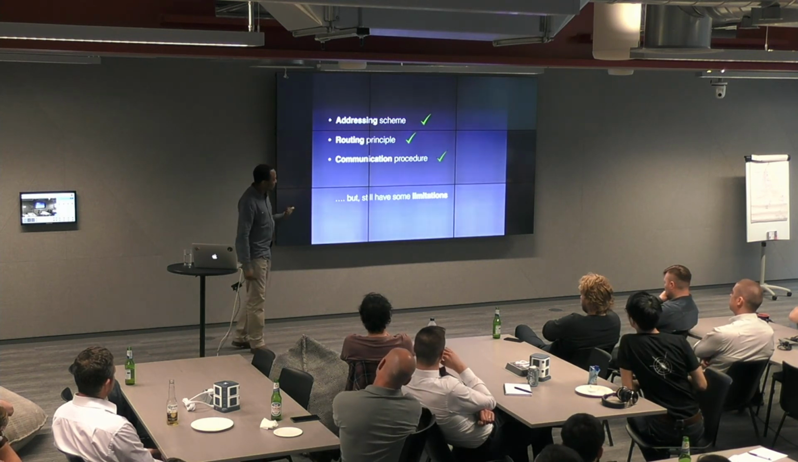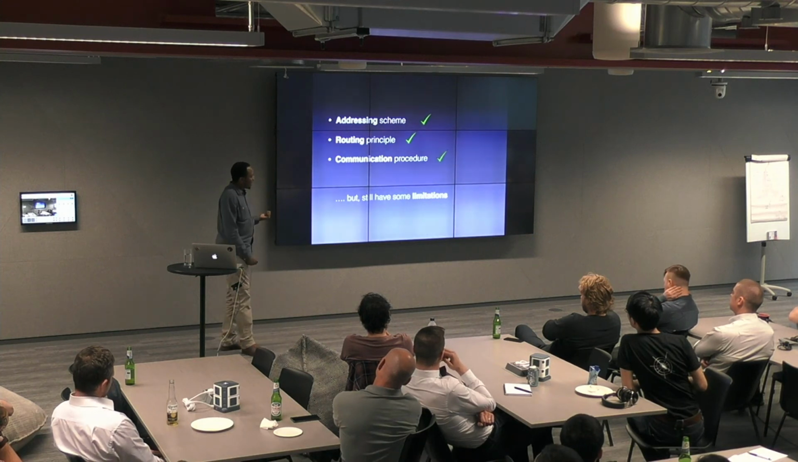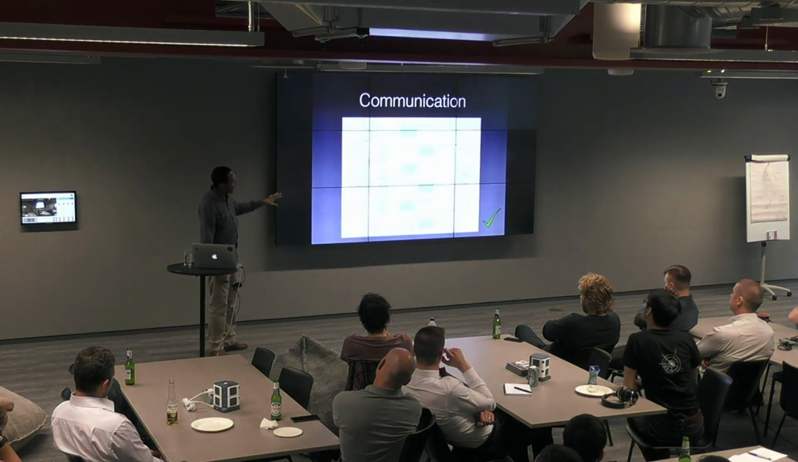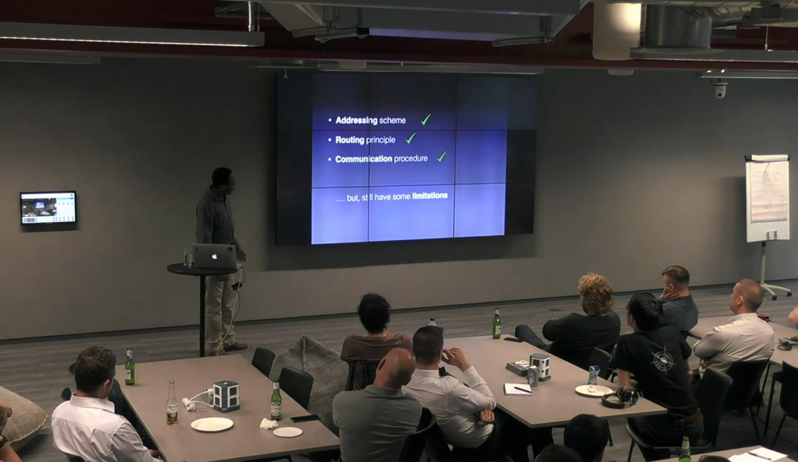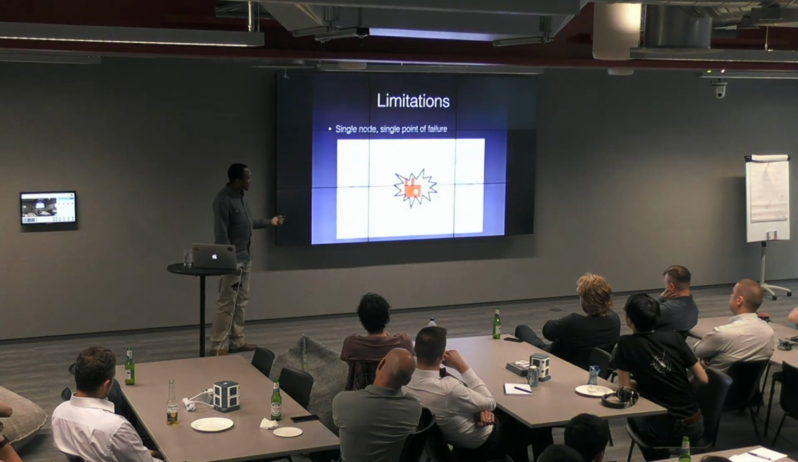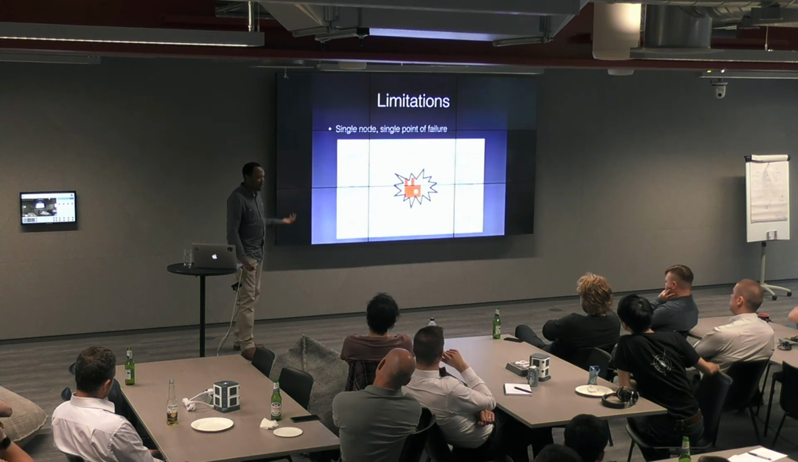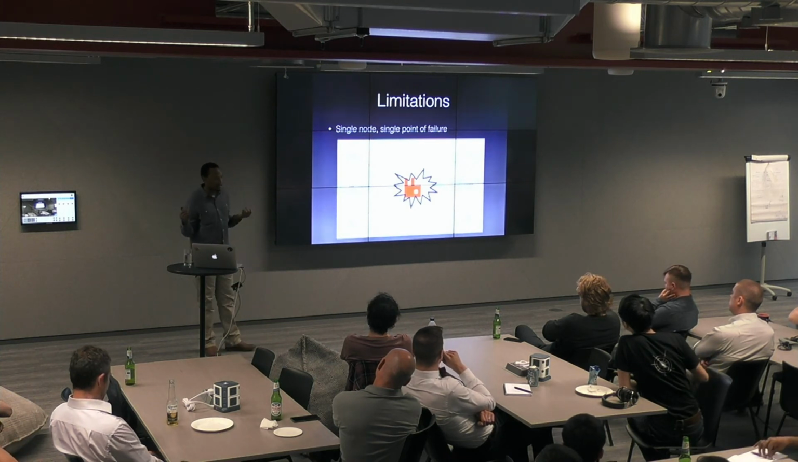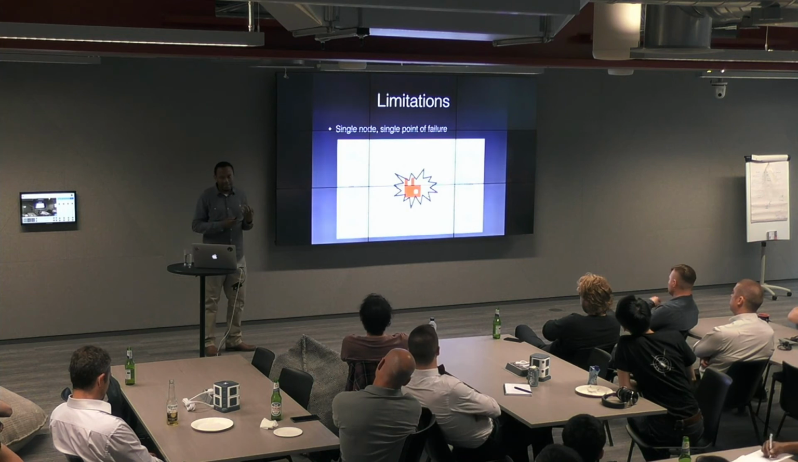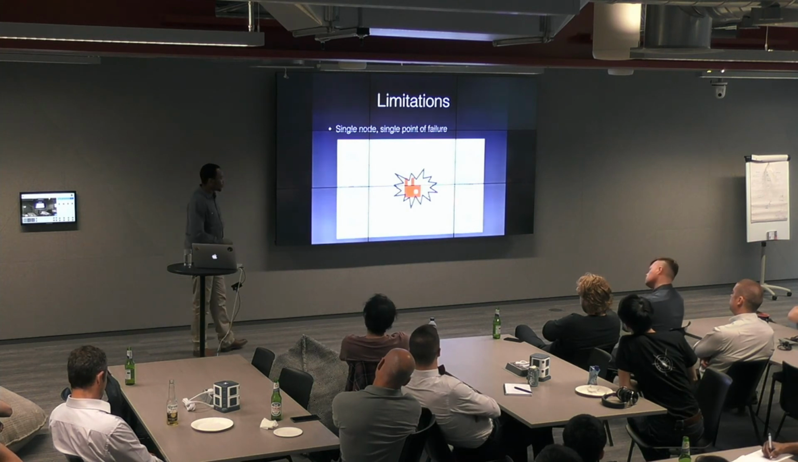But there are some limitations to what we have here, right? Well, the main limitation is that it's a single node that we're using, right? And what happens if that node crashes? It means all your microservices cannot interact, right? Which is a big problem.